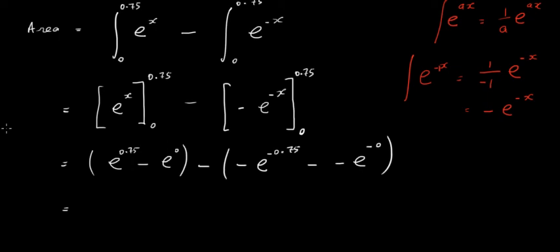Let's take away the brackets here and work out these one or two little bits. I'll leave this as it is, e to the power of 0.75. e to the power of 0 here is 1. Here we've got a minus minus, so that's going to be plus e to the power of minus 0.75. Now these two minuses here will be plus. However, this minus here will make that minus. Minus times plus is minus. And now you've got e to the power of minus 0, which is just e to the power of 0, which is also 1.